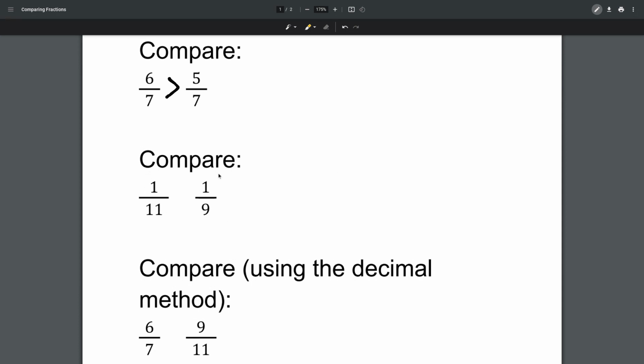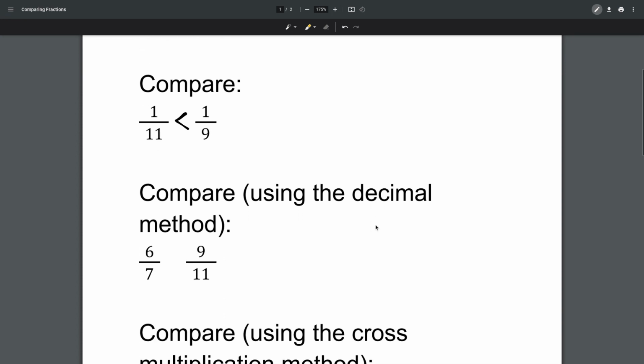In the second problem, we have 1/11, and we're comparing it to 1/9. In this case, the top part of the fraction is the same, but the bottom part is different. When you have a fraction, the top part is divided by the bottom part. So if the bottom part is larger and the top part is the same, the fraction with the larger bottom part is actually going to be smaller. So in this case, 1/11 is less than 1/9.